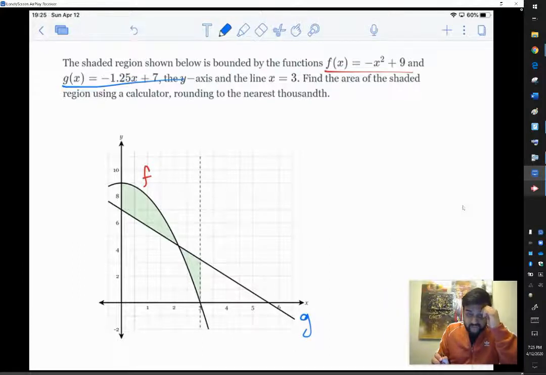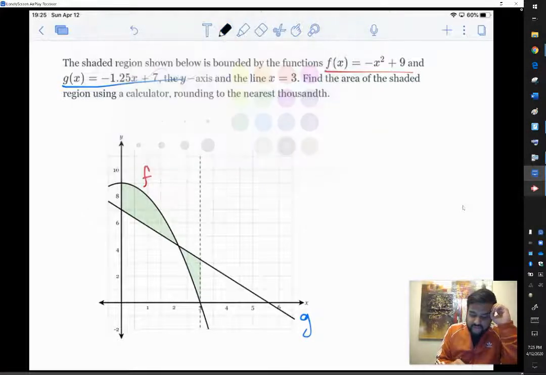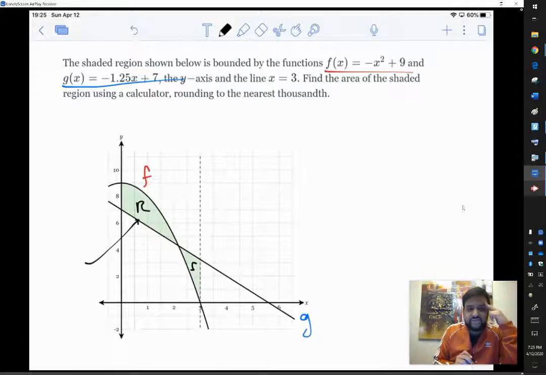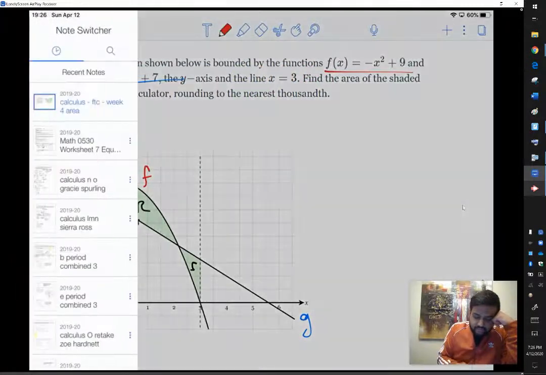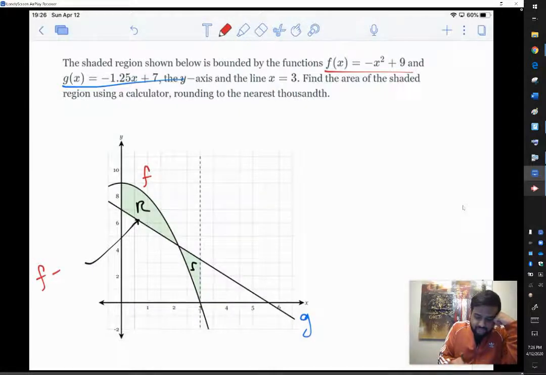Now, in order to find the shaded area, what I want you to recognize is which function is the top changes. Let's take a look at this first region here. Let's call this region R, and let's call this region S. In region R, which function, f or g, is the top function? Right, so that should be f. So our integral here should be f minus g over here. Top function minus bottom function.